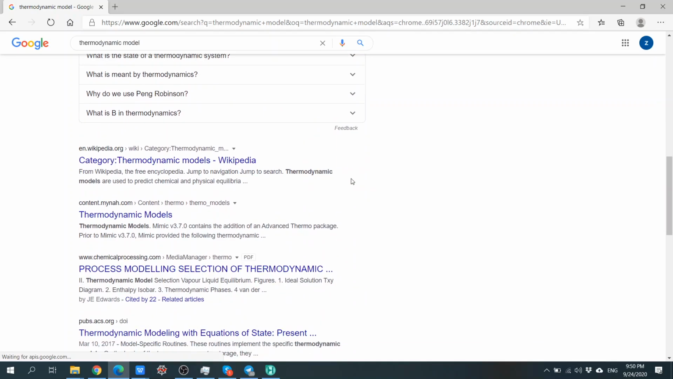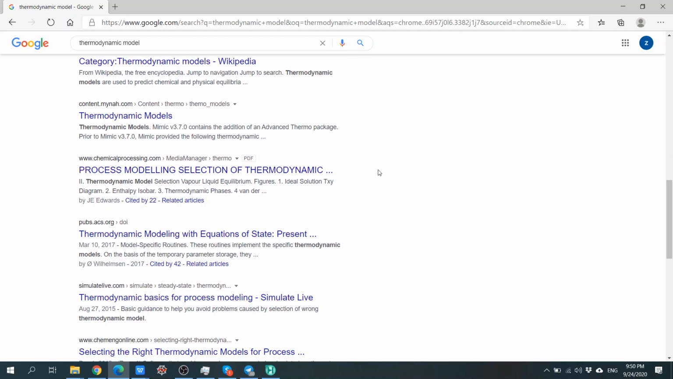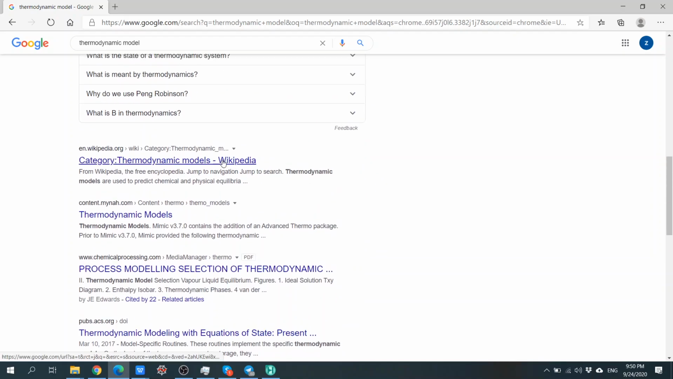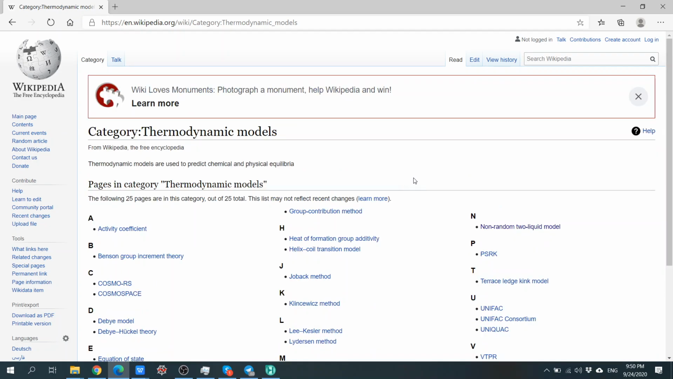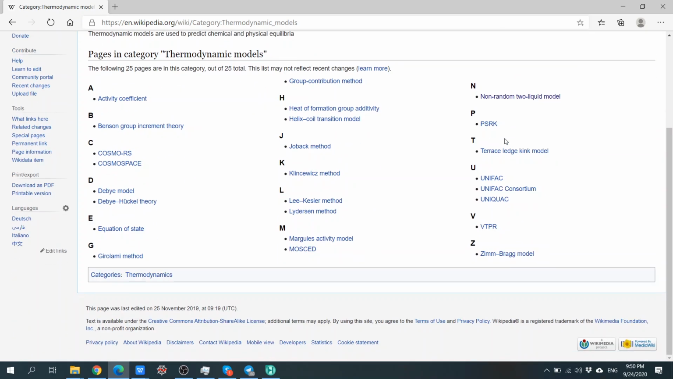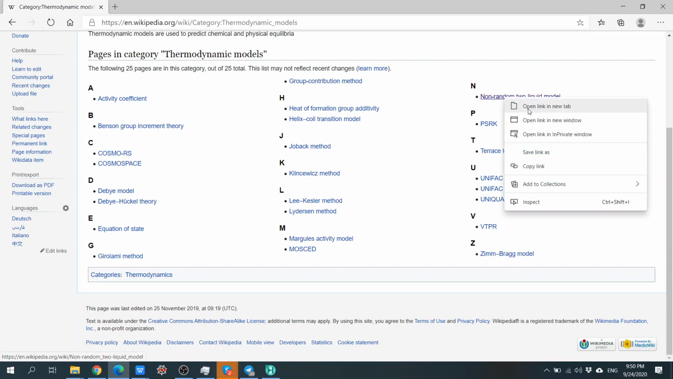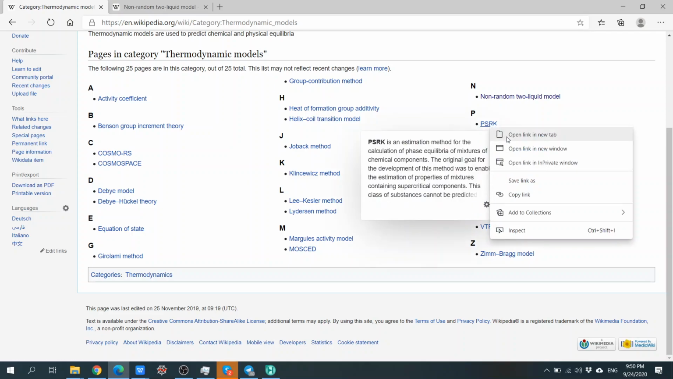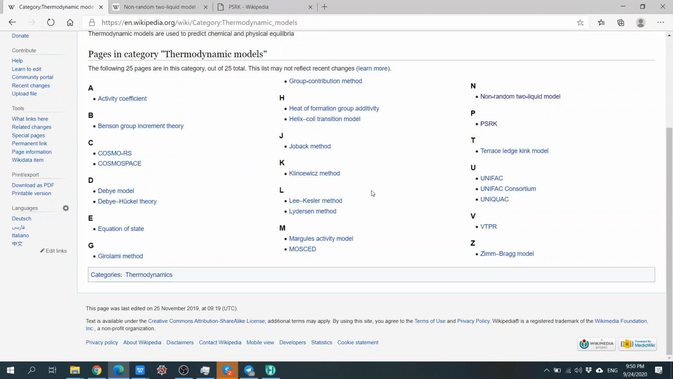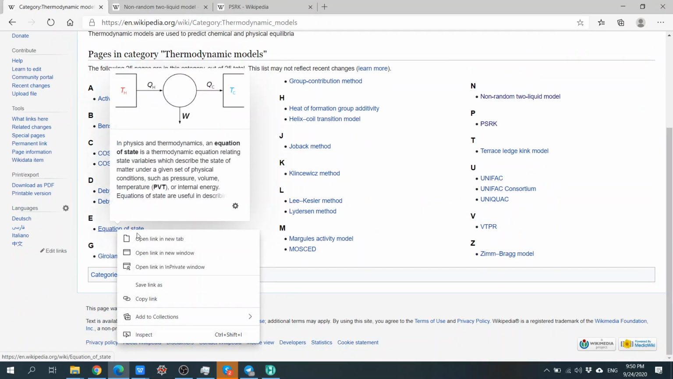Thermodynamic models, I've seen once on Wikipedia. It's quite comprehensive. But let's see whether we can find it again. Say, for example, NRTL is one good one, and then I think you are familiar with, I don't know, PSRK maybe. There's no Peng-Robinson here. So you know the equations of state. Maybe this one.